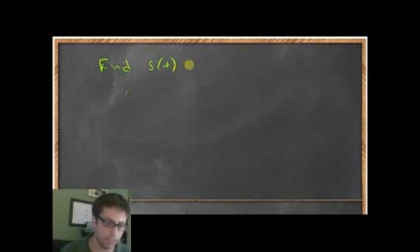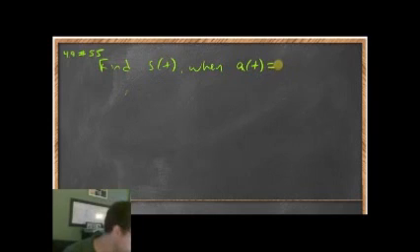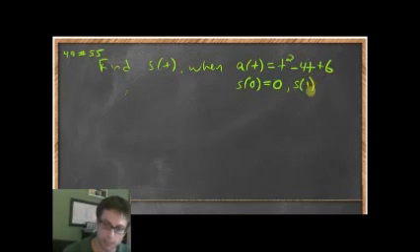Find s of t. By the way, again, this is 4.9, number 55. That was your question, right? Yes. Alright, so find it when acceleration equals t squared 4t plus 6. And we have the initial conditions that s of 0 is 0, s of 1 is 1.